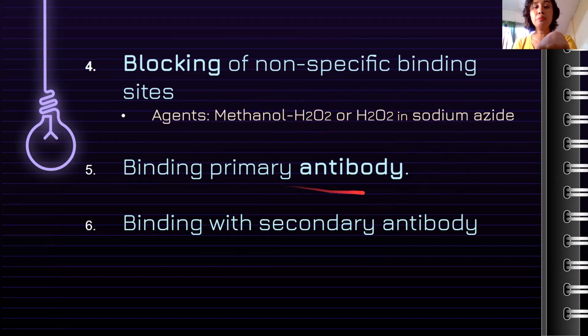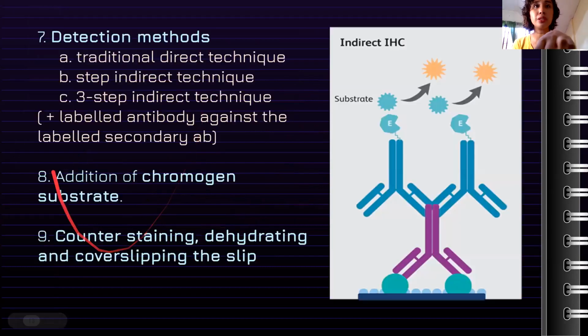Now, we add the primary antibody. We add the secondary antibody, depending on the method. So, for the direct technique, you only add the primary antibody. For the indirect technique, two, primary and secondary. For the 3-step indirect, there is one more, a labeled antibody against the labeled secondary antibody.